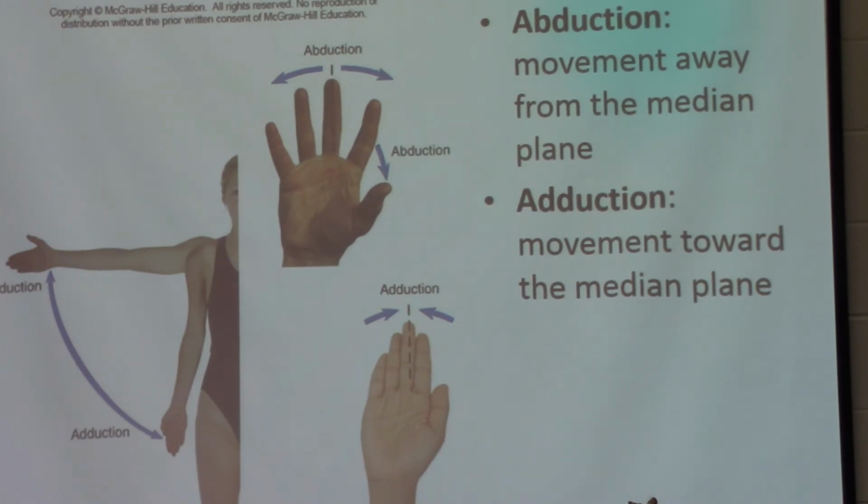And the other example of abduction and adduction is when you actually move your hand, your arm, away from the body. That is an example of abduction, because you're moving it away from the median. And when you bring it back to the median, that is adduction. So it is coming back. Abduction is away, and adduction is towards.